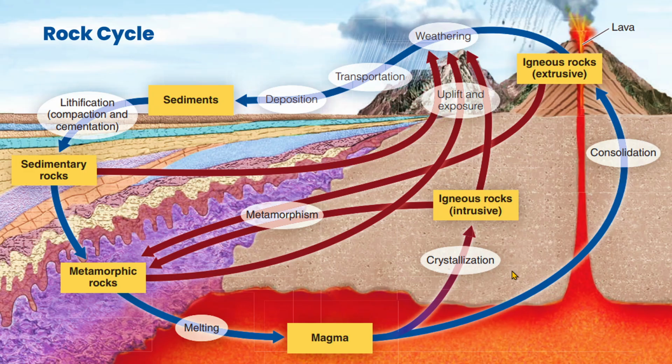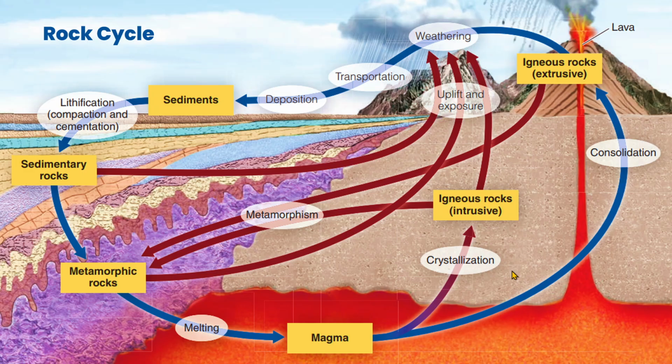So some rocks are uplifted and exposed to the environment and atmosphere. Some rocks weather and are transported into nearby bodies of water, and they deposit in this nearby body of water and become sediments. And sediments lithify. Lithify means compaction and cementation. Through time, these rocks become sedimentary rocks. If these rocks are transformed through heat and pressure, they become metamorphic rocks.